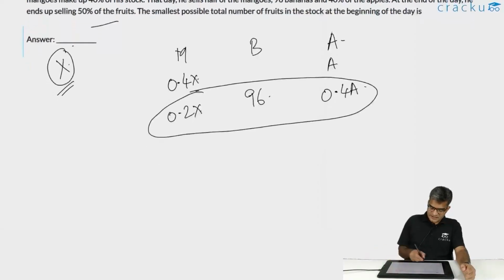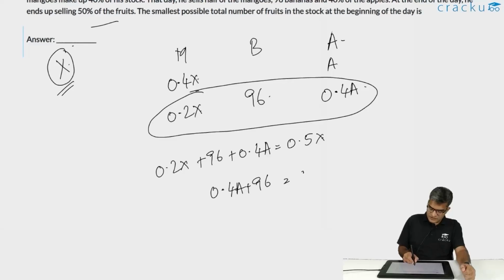That is 0.2x plus 96 plus 0.4A is equal to 0.5x. Or the value of 0.4A plus 96 is equal to 0.3x. What does this imply about x as well as with respect to A? The first thing we know is that x has to be a multiple of 10.